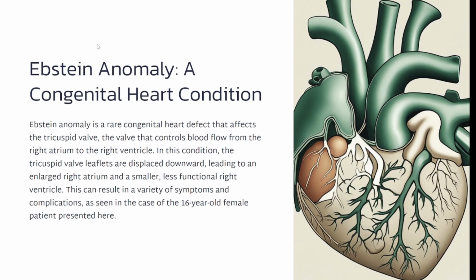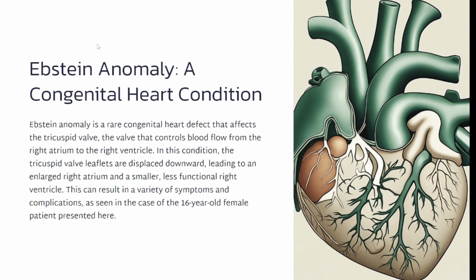Diagnostic workup: echocardiography reveals apical displacement of septal and posterior leaflets of the tricuspid valve, significant atrialization of the right ventricle, and mild tricuspid regurgitation. Electrocardiogram, ECG, demonstrates first-degree atrioventricular block and occasional premature atrial contractions. Evidence of right atrial enlargement is also noted. Chest X-ray shows mild cardiomegaly with prominence of the right heart border.